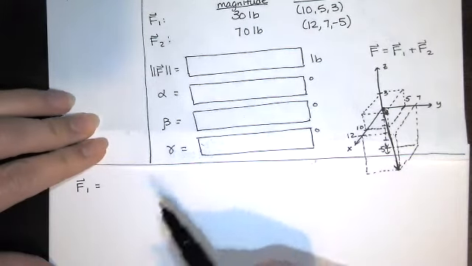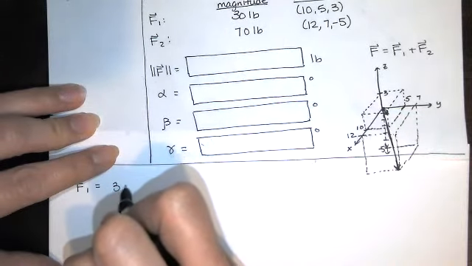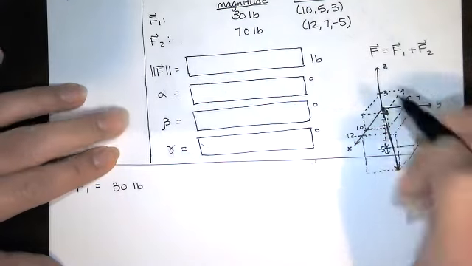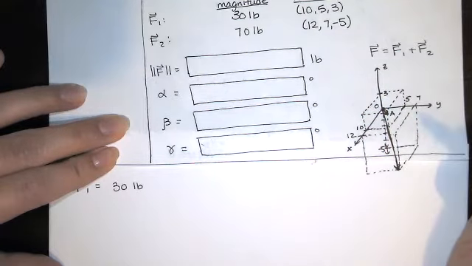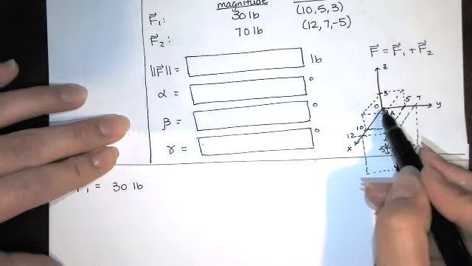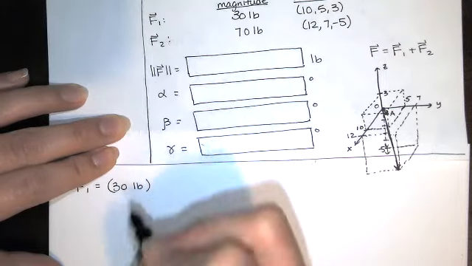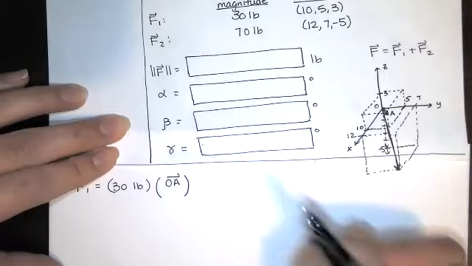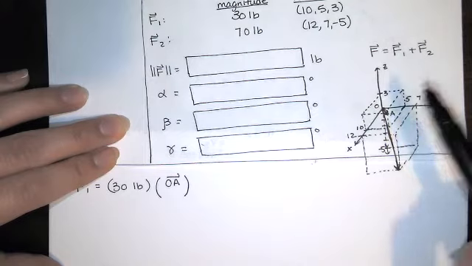Now I know that F1 has a magnitude of 30 pounds, and it points in this direction. So if I call this location the origin O, and I call this point A, I know that my force points in the same direction as OA, but they don't have the same magnitude. The way I tend to think of this is I think of OA as being like a cable or a wire or something like that.